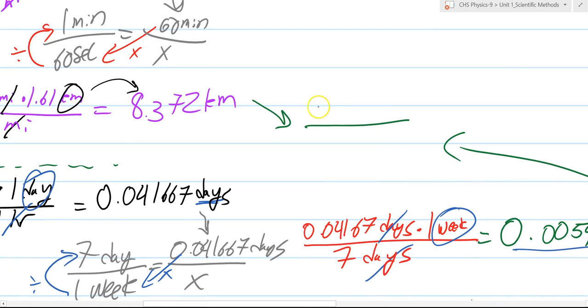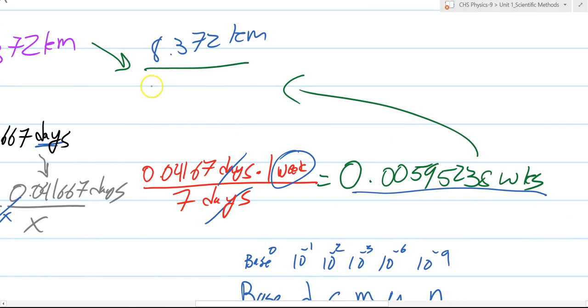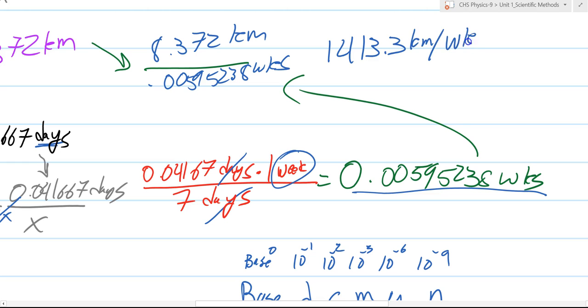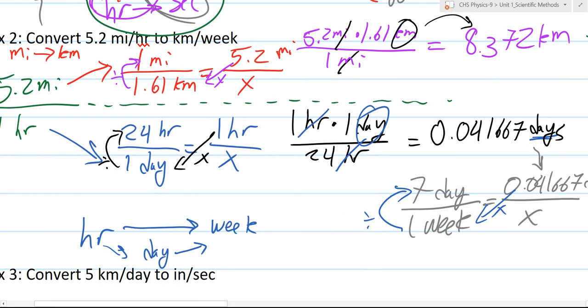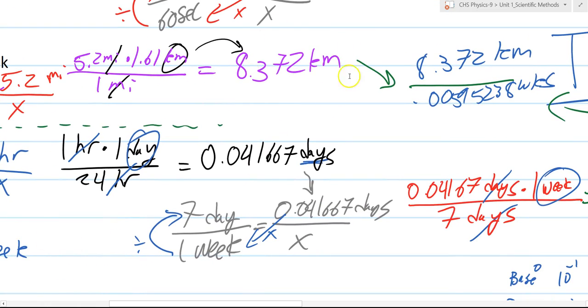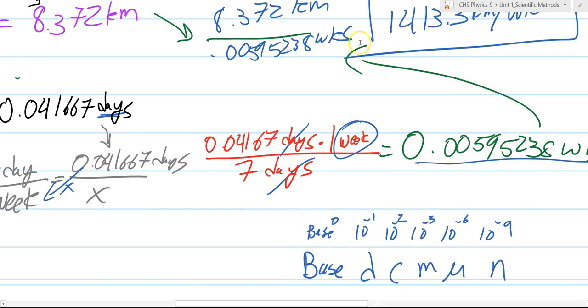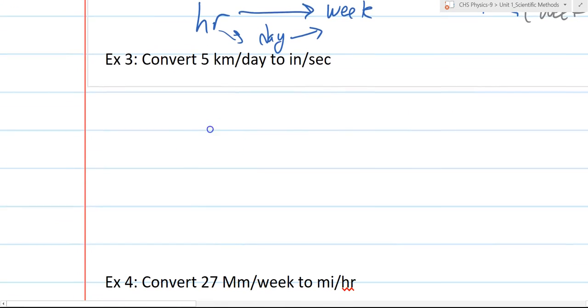And then I'm going to plug in my numbers here. So I got 8.372 kilometers for every 0.0059523 weeks. I'm going to type that in my calculator, and I get about 1413.3 kilometers per week. And that would be my answer. Okay, so you take your two things, you go all the way through both the top and the bottom. We get a number, get another number, and divide. Okay, bear with me. We're gonna do one more.